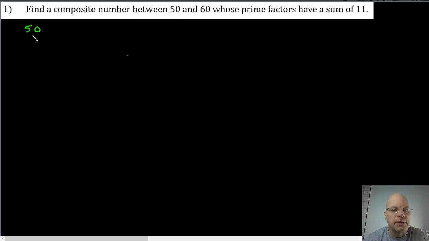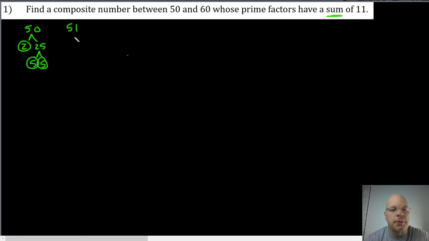So if I think of the prime factors of 50, I can make a quick factor tree. 2 times 25, and 25 is 5 times 5. We're looking for the composite number whose prime factors have a sum of 11, so the sum of these prime factors is 12. 5 plus 5 plus 2 is 12.